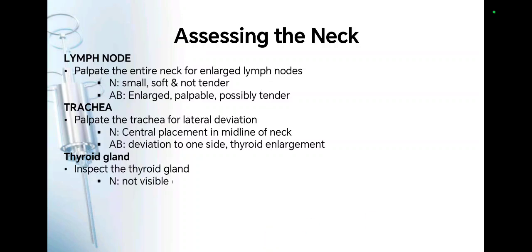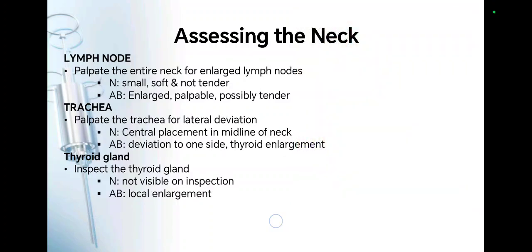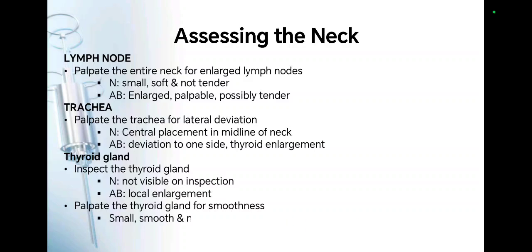Now, for the thyroid gland, inspect the thyroid gland. It should not be visible on inspection but can be palpated. So if it's visible on inspection, then that's an abnormality, for example, this condition, thyroid goiter. Palpate the thyroid gland for smoothness. It should be small, smooth, and not tender. If it's tender and not fully movable, then it's abnormal.